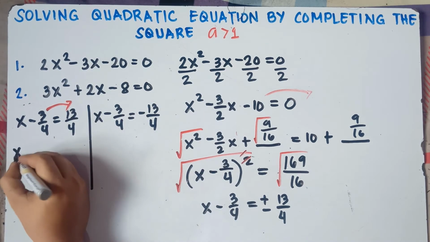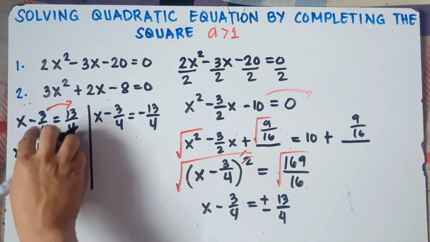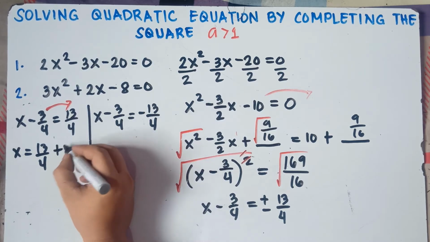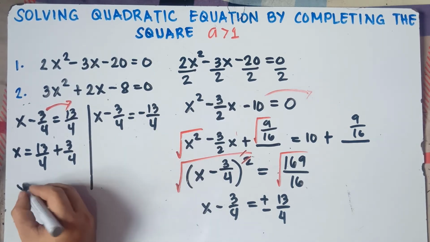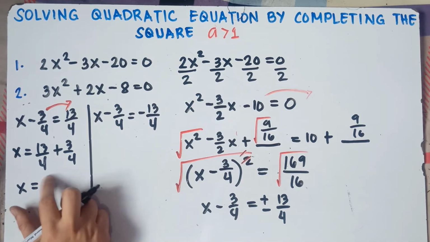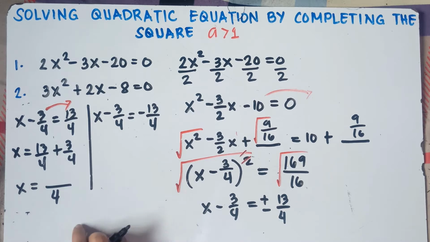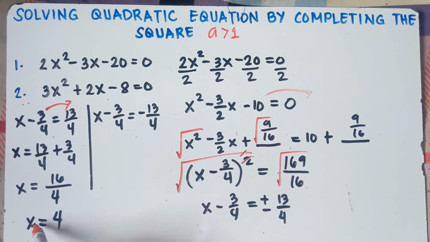So this will be x equals 13 over 4. This is negative 3 over 4; once we transfer, it will be positive 3 over 4. So x equals 13 plus 3 over 4. If the denominators are the same, simply copy the denominator, then you can add the numerators. 13 plus 3, that is 16. Can we divide 16 by 4? Yes, 16 divided by 4 is 4. That's it, class, all set. x sub 1 equals 4.